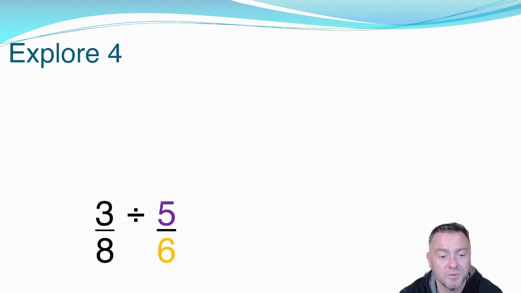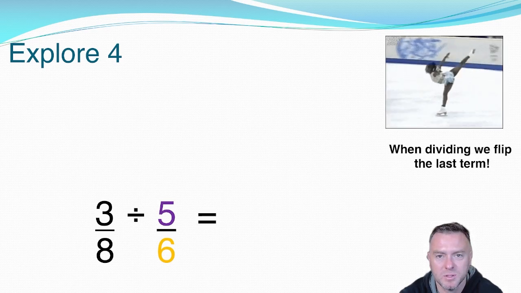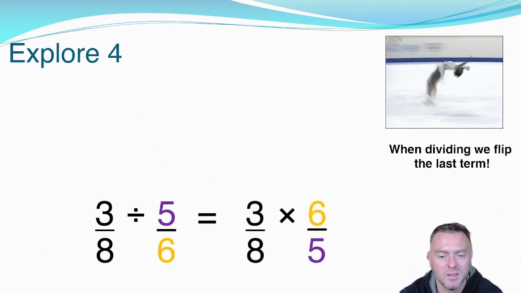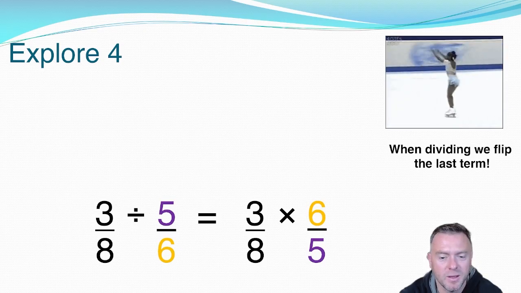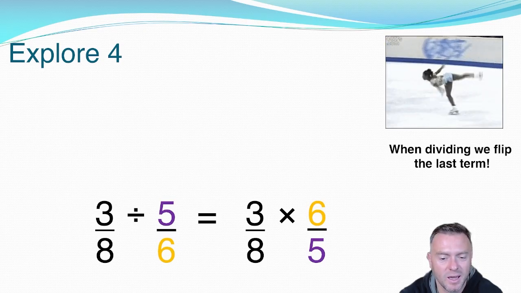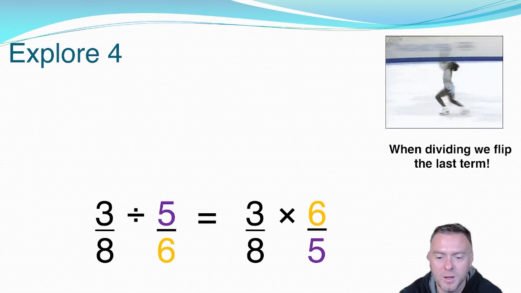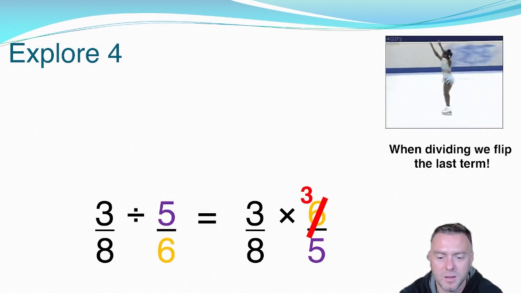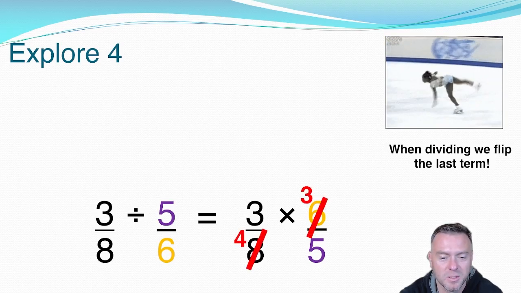Cool. So the first step is we flip the last term. So it becomes still 3/8, so 3/8 times 6 on 5. And then because we've got a 6 and the 8, you can both divide those by 2. So 6 divided by 2 becomes 3, and then 8 divided by 2 becomes 4.